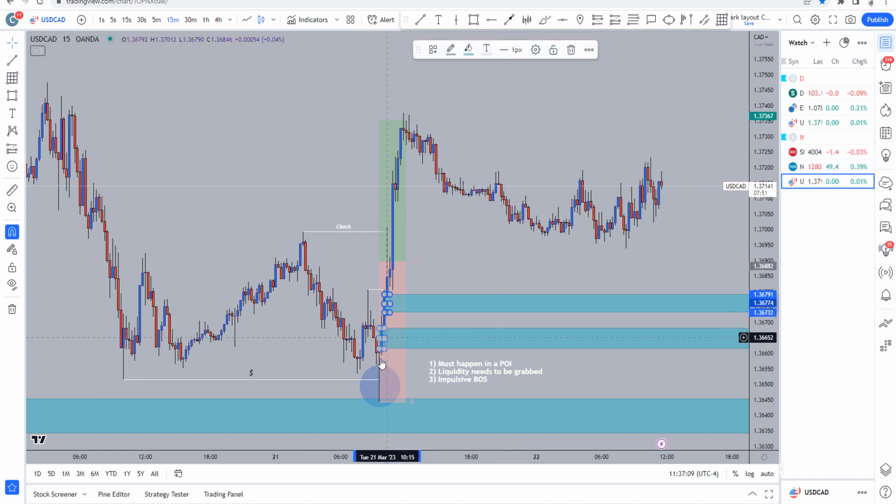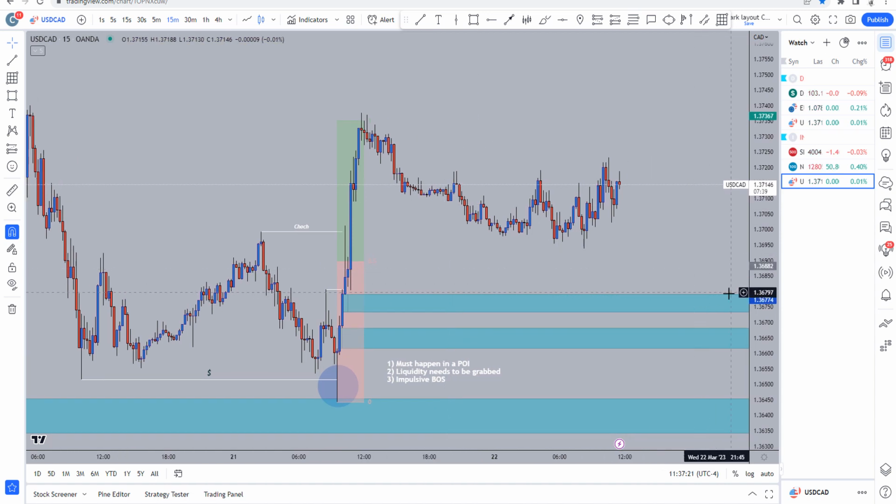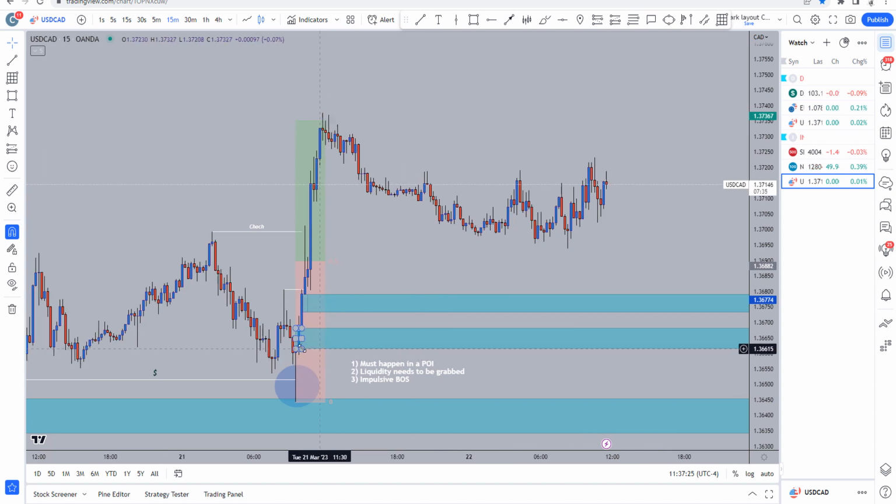We did miss the initial entry because price did not come back to retest our point of interest on the 1 minute time frame. Then it made this whole movement. Now I'm waiting for it to come back and retest one of these fair value gaps or even this order block down here, and then I will check out for a trade.